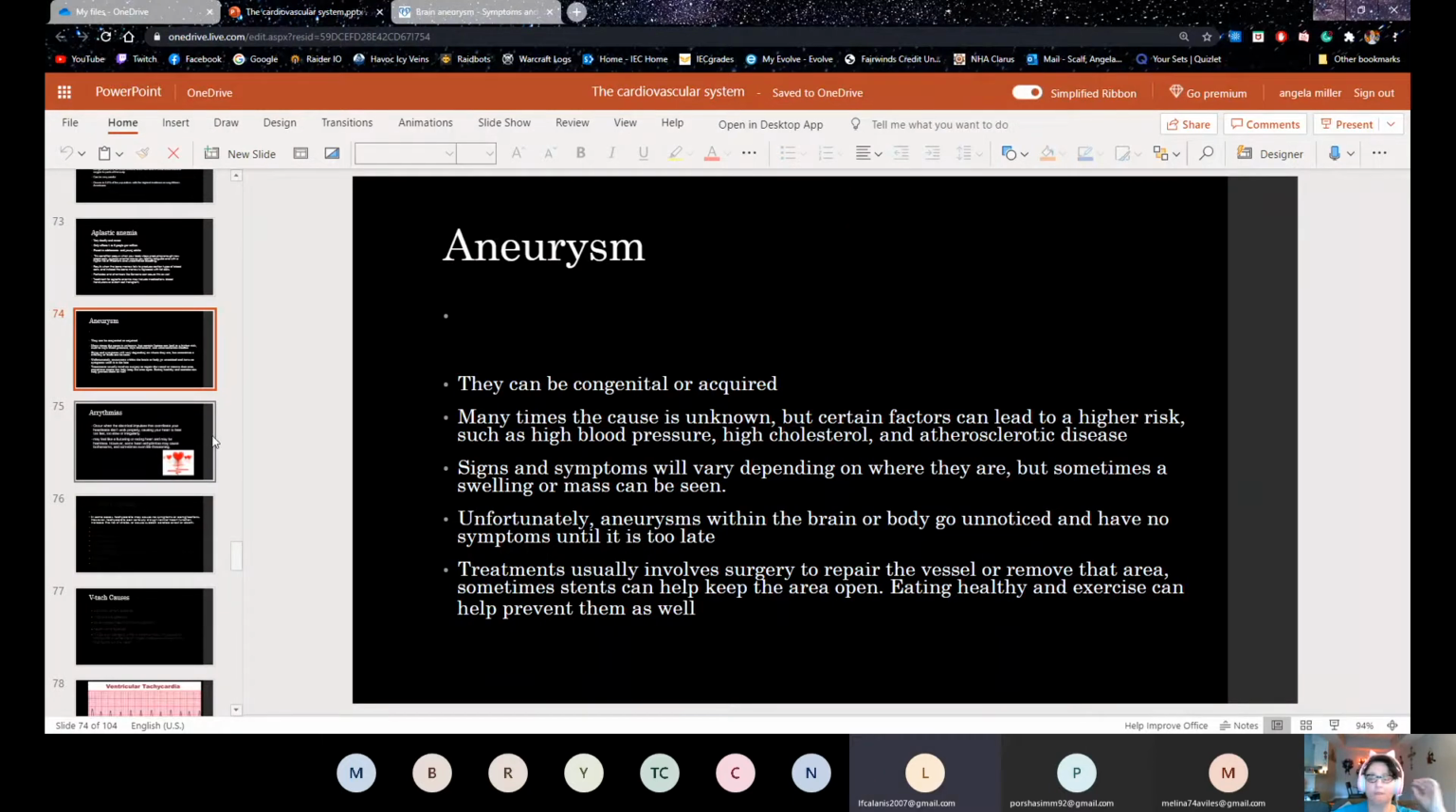I have a question. Can people also get colitis due to this aneurysm? What could they get? It's called colitis.